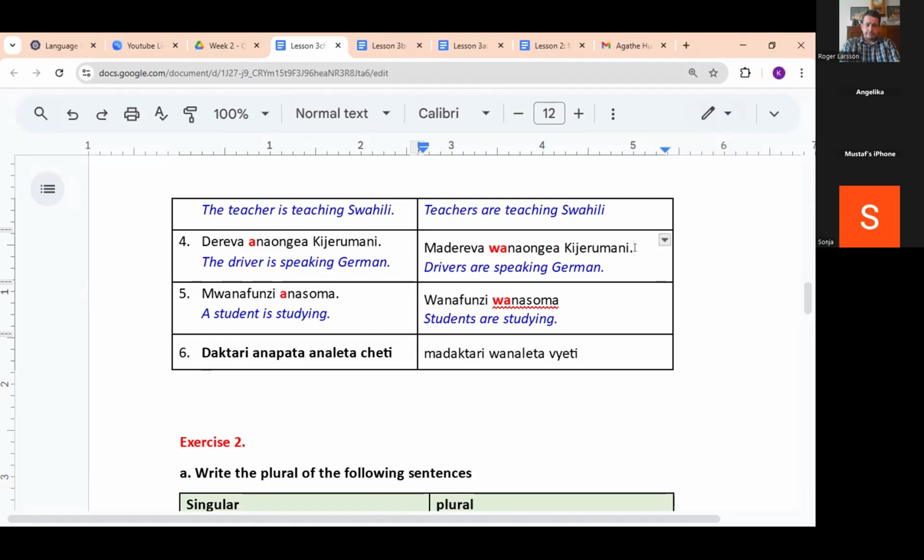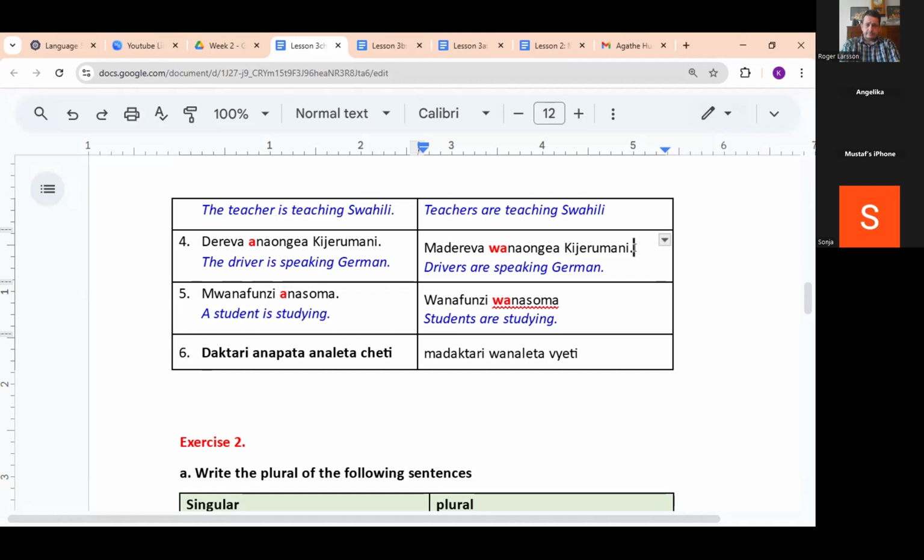Next. Mwanafunzi anasoma. Wanafunzi wanasoma. Daktari analeta cheti. Madaktari wanaleta vyeti. Asante sana. Daktari analeta cheti, madaktari wanaleta vyeti.